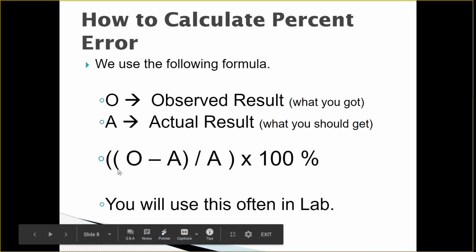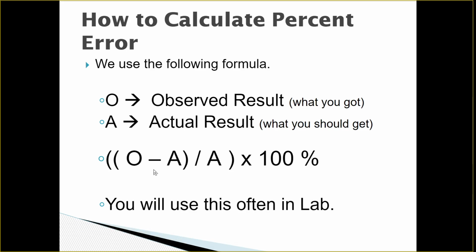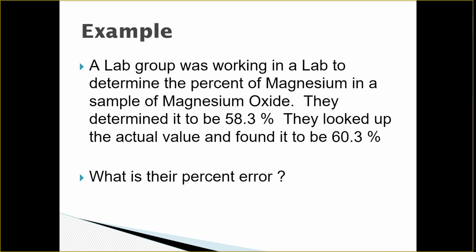You're going to use this often in lab, and you're also going to try and explain it each time. So if you have a positive or a negative error, you're going to want to try and explain it each and every time, and try and find something that you could have done better or something that was wrong, or some sort of error that you think may have happened beforehand that could account for your error. Okay, so here we go.